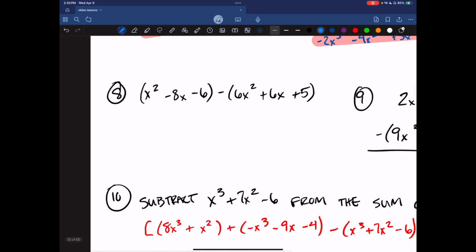Now, on 8, we're subtracting. And as I said before, when you're adding polynomials, you just drop the parentheses and get to work. But on 8, you need to be a little careful. You can drop the first one, so you've got x squared minus 8x minus 6. But then as you drop the second one, you have to distribute that negative. So it's going to be minus 6x squared minus 6x and minus 5.